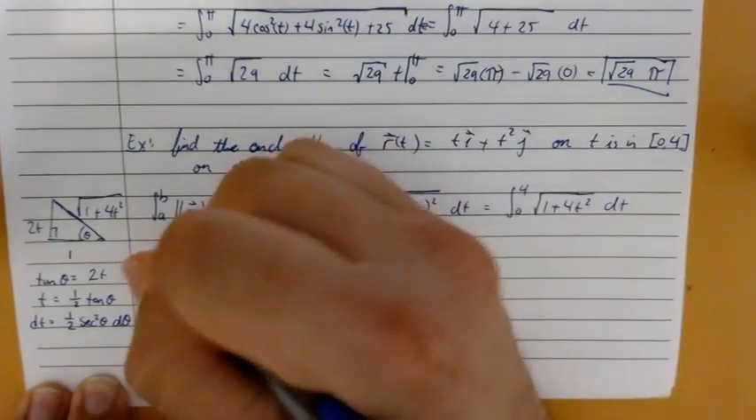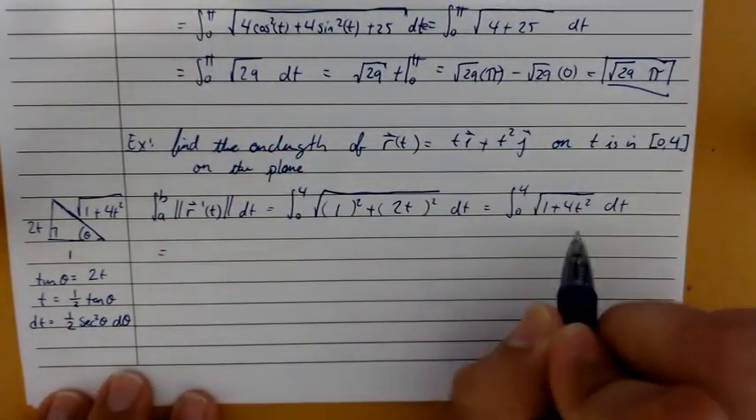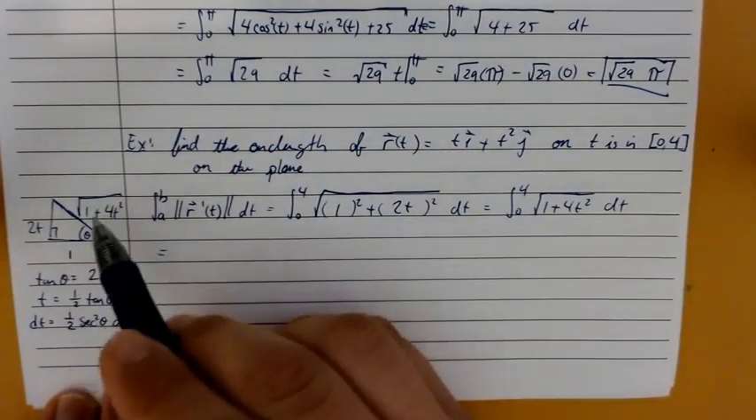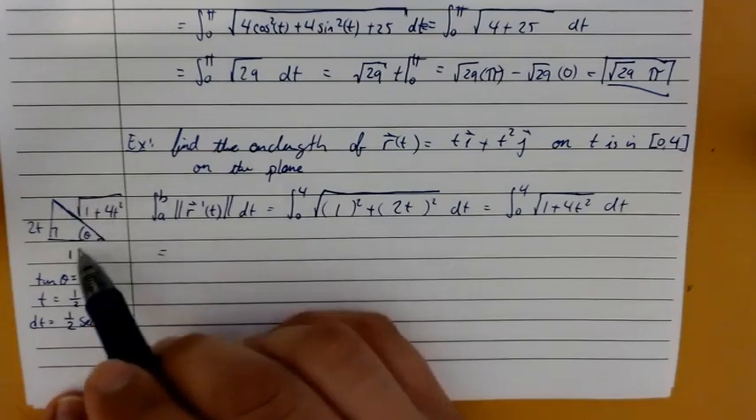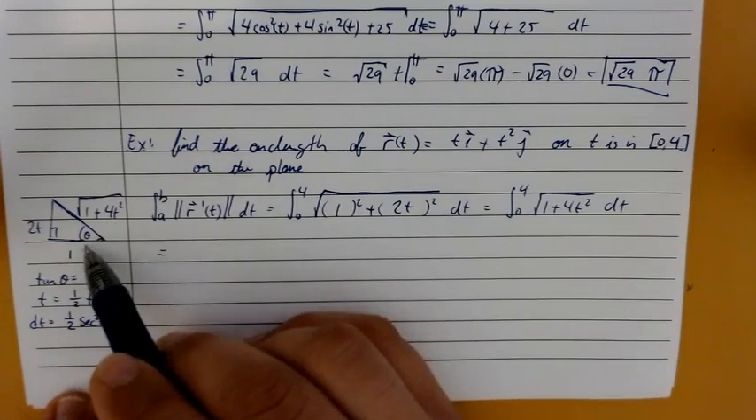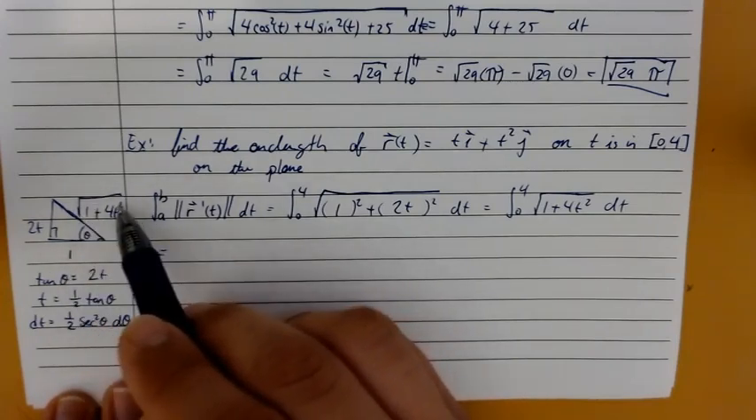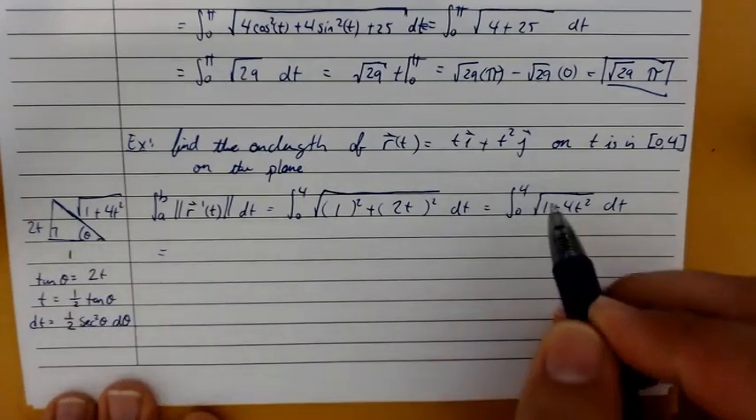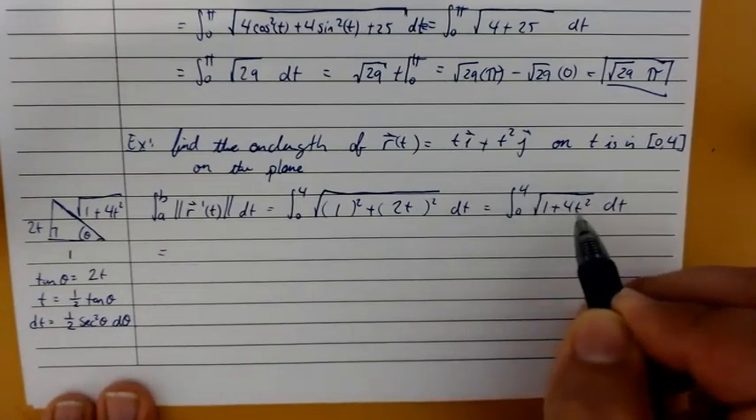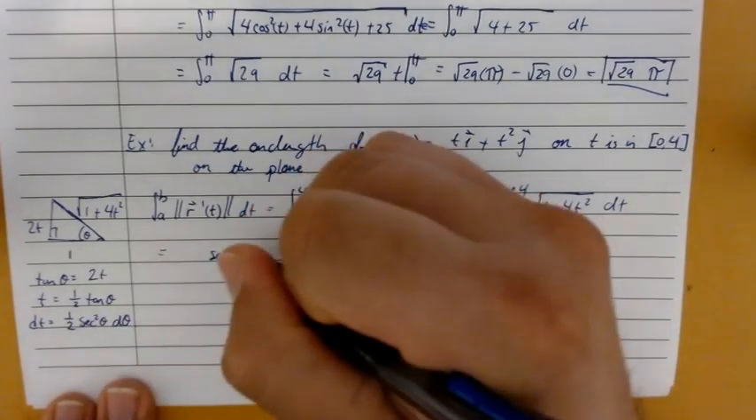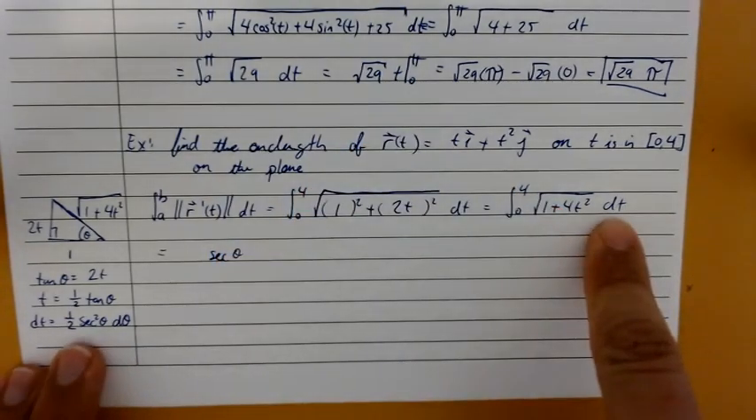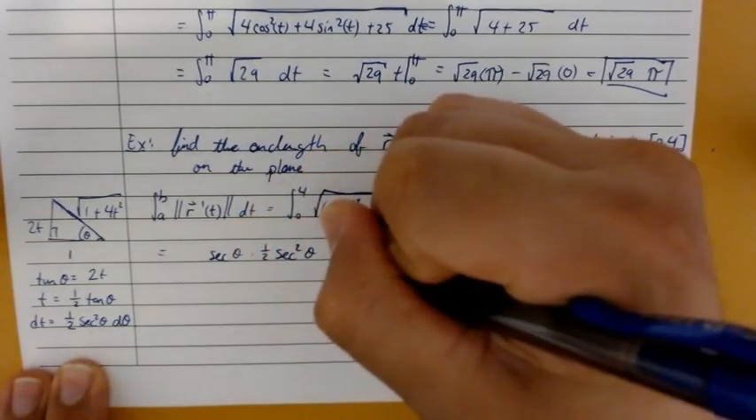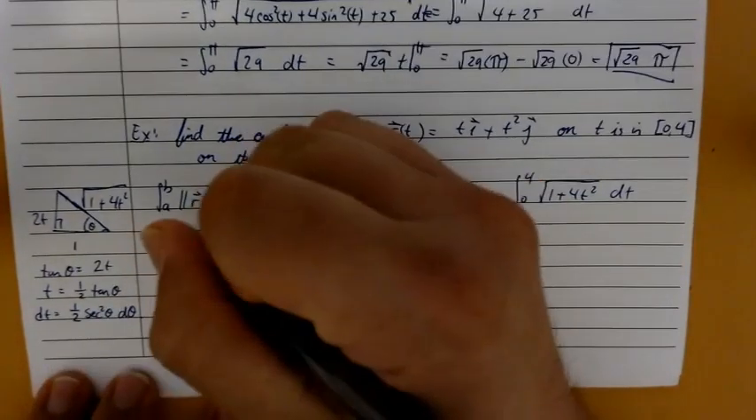So that's going to give us, well, let's see, the square root of 1 plus 4t squared. Notice right here in our triangle, that's going to be the hypotenuse over the side that's adjacent to the angle theta. Adjacent over hypotenuse would be cosine, so hypotenuse over adjacent would be the reciprocal of the cosine. That would be the secant function. So right here, square root of 1 plus 4t squared, that's secant of theta. And then here dt is 1/2 secant squared of theta d theta, like that. And we're integrating.